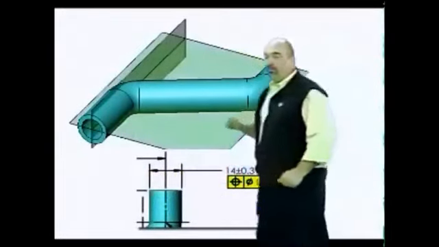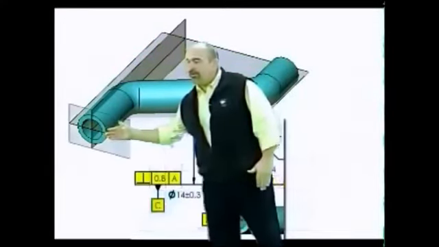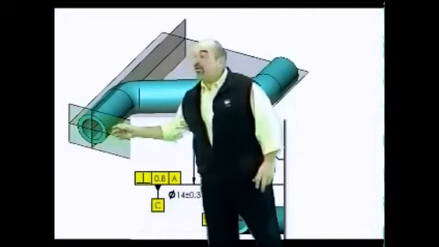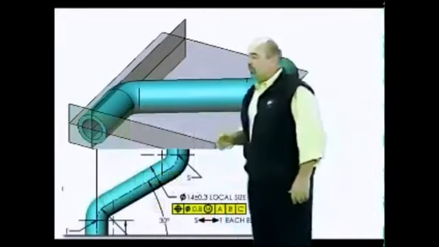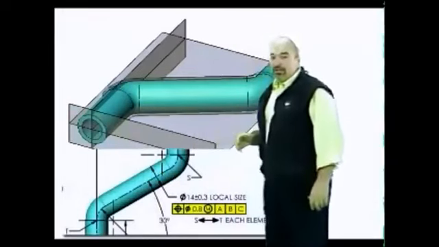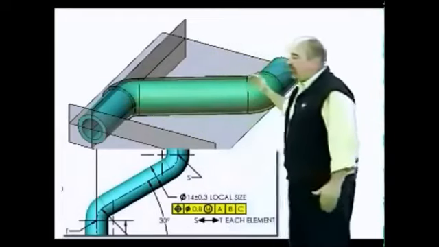Datum feature C is a face here at the end of the tube, and it gives us our third datum plane. Together, these three planes establish your origins of measurement. The rest of the tube is controlled by the position tolerance applied to each element between points S and T.